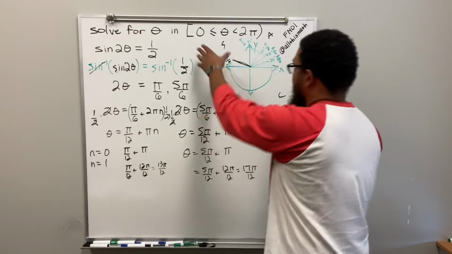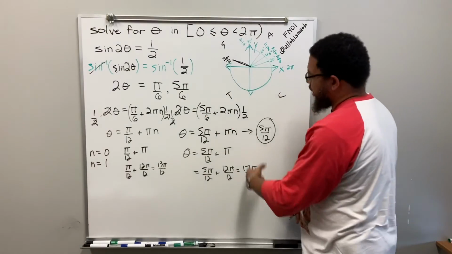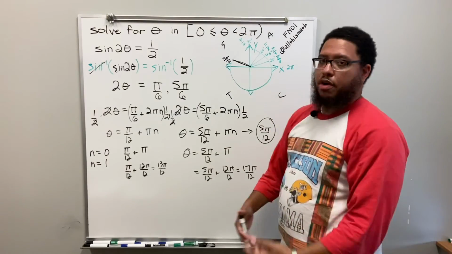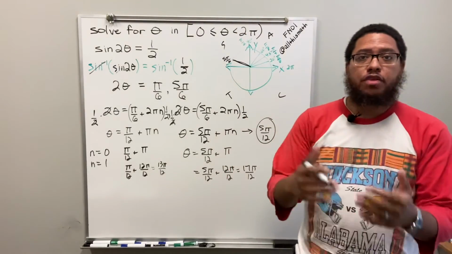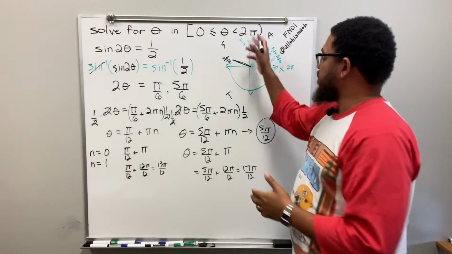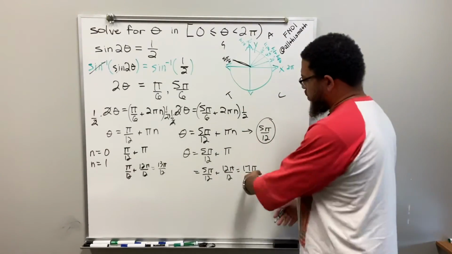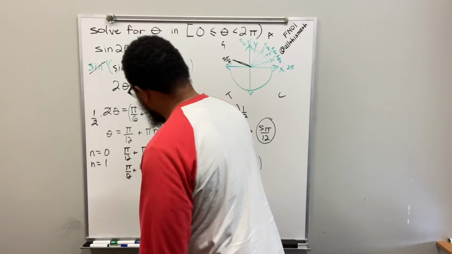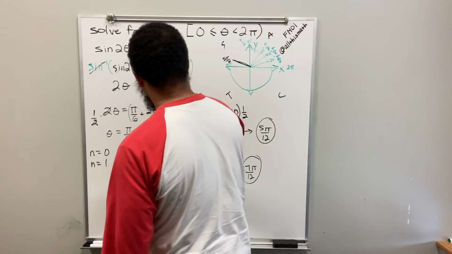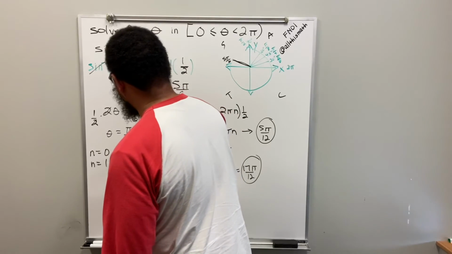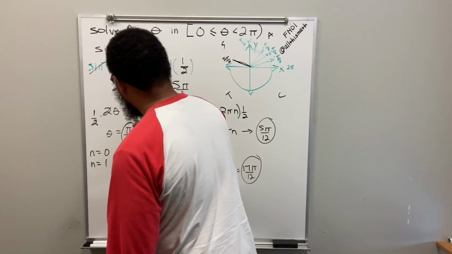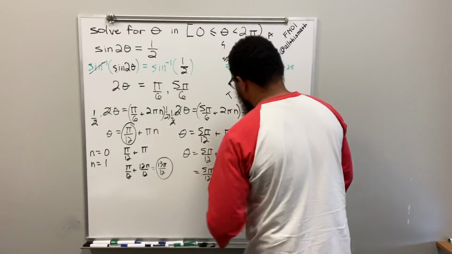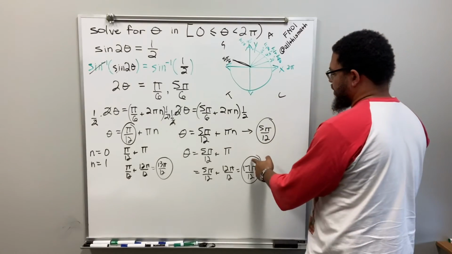Right? Which is also in this range. It's in this range because I need to be less than 2 pi, right? 17/12, if I flip that into a mixed number, that's going to be 1 and 5/12. 1 and 5/12 is less than 2. So I'm cool with this, right? So boom, that's another solution. And this pi over 12 that I had in the first place, these are my 4 solutions. Pi over 12, 13 pi over 12, 5 pi over 12, and 17 pi over 12.